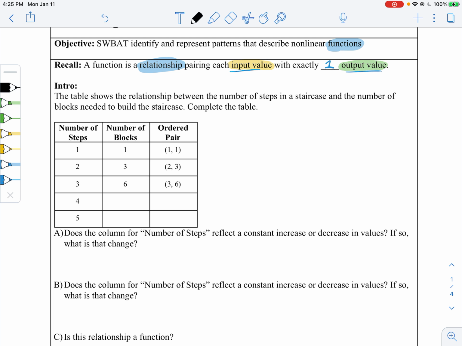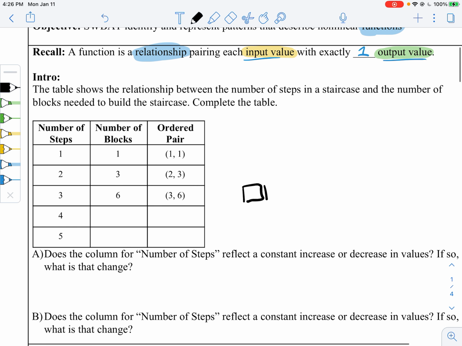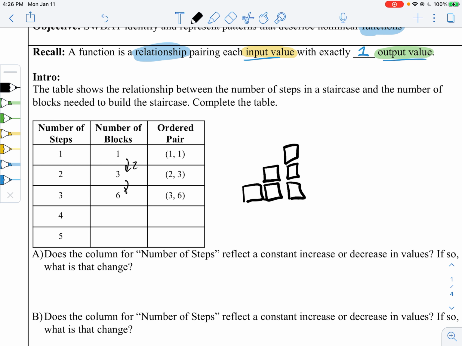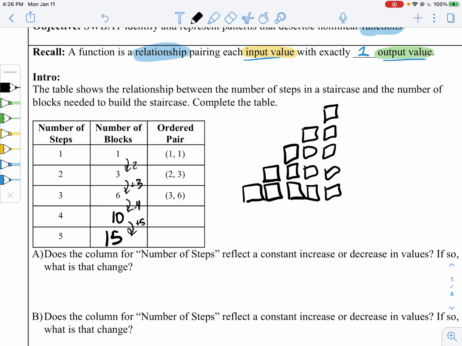What this means is if we have one step, we need one block. However, to make our second step, we have 2 blocks. And then in our third step, we add 3 more, making 6 blocks. So this time we added 2, and then we added 3, and then we'll add 4 to give us 10. Next time we need to add 5, so when we add 5 blocks, that gives us 15.